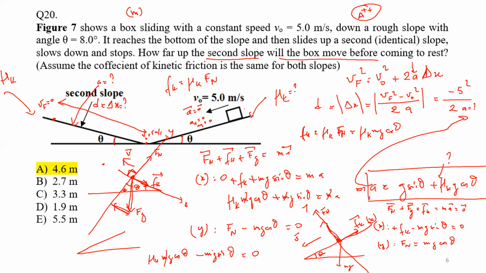So you see here, m goes away, and g also goes away. I find that mu k is just tangent theta. So basically mu k is tangent of 8 degrees. Now, once I get mu k, I plug it here. I get the magnitude of this acceleration, and then I plug it here, and then I get my distance, which is 4.6 meters.